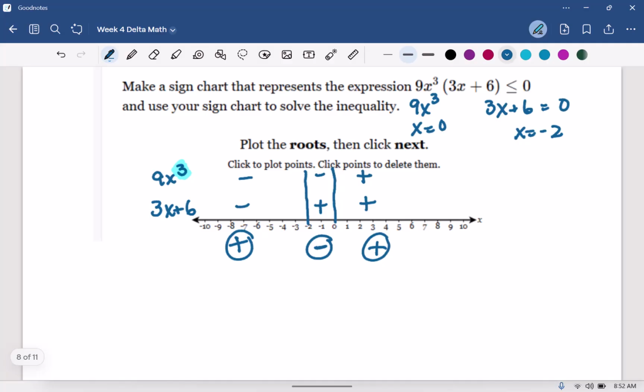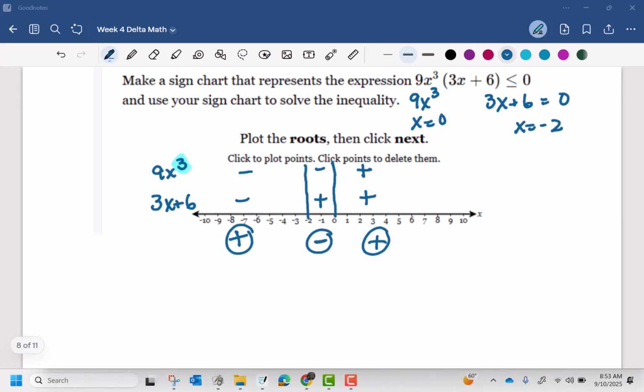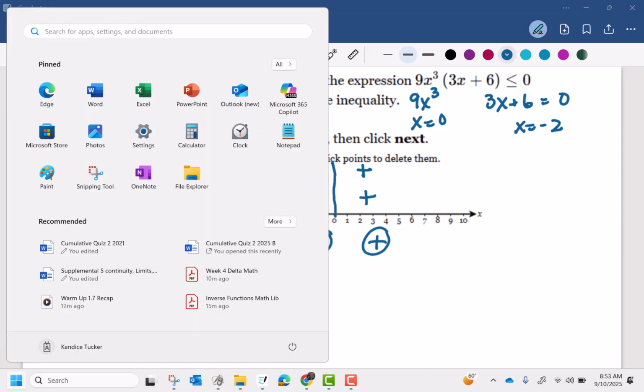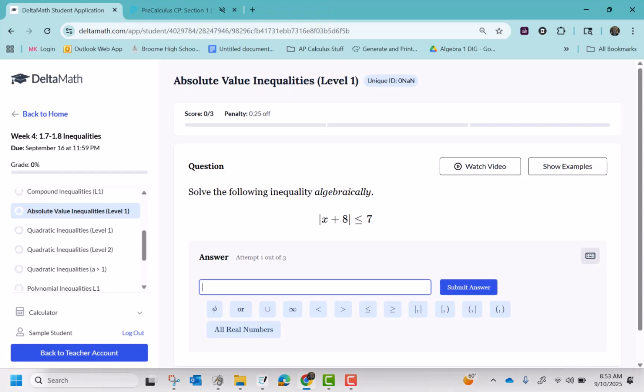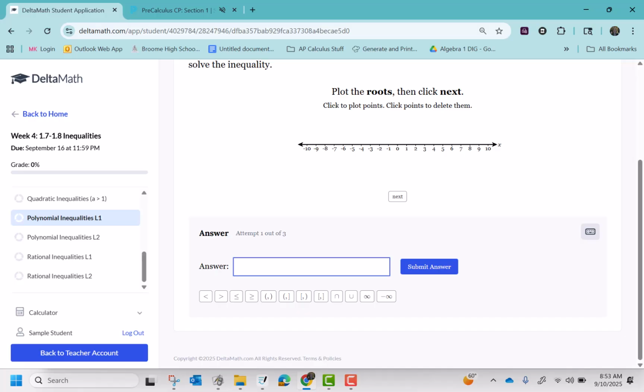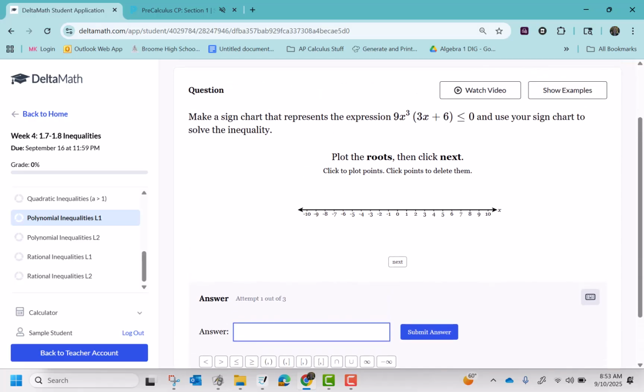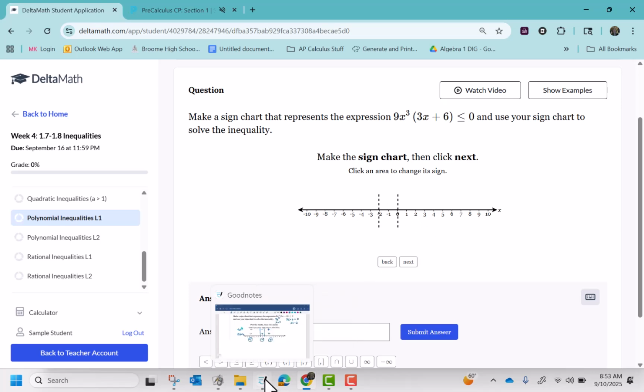And you're going to hear me move, I'm going to have to open my computer. So positive to negative 2, negative to 0, positive past. Okay, so that's level 1. Okay, so you're going to click the negative 2 and click the 0. You're going to hit next. And then it asks you, and all it wants is the final answer.